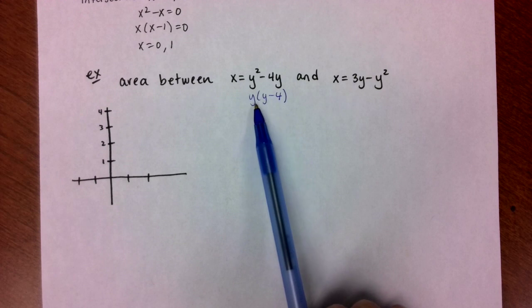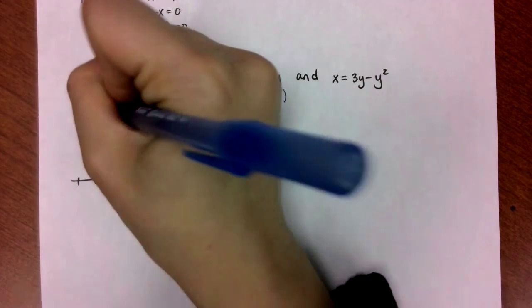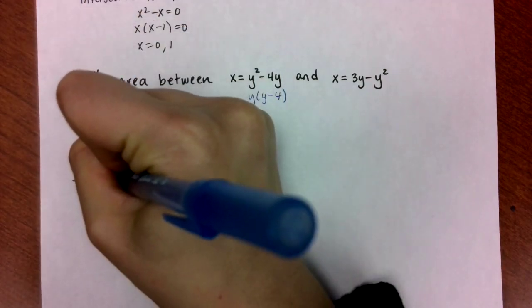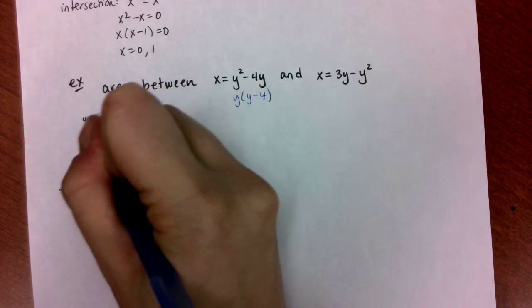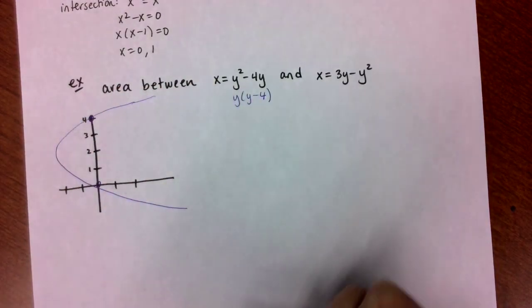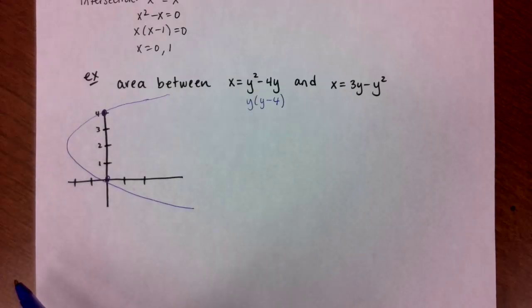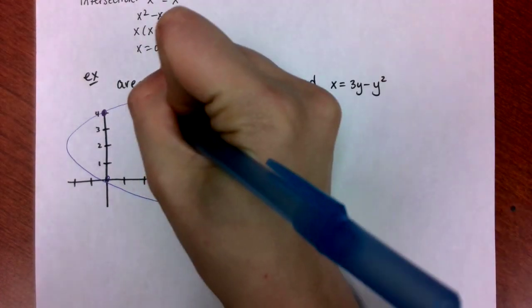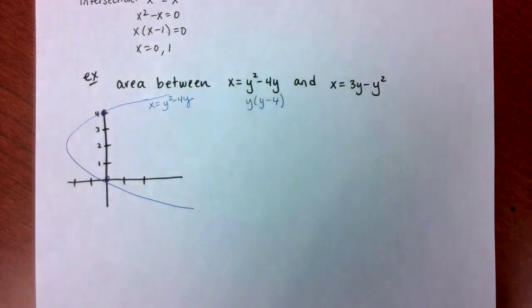So when y equals 0, x is 0. When y equals 4, x is also 0. So 0 and 4 as intercepts, and it's going to open upwards. It's going to be enough of a sketch to get by, at least for now. I don't know quite how low to put that vertex, but it's not really going to matter for our purposes. So I'm just going to label this before I keep going. This is x equals y squared minus 4y.